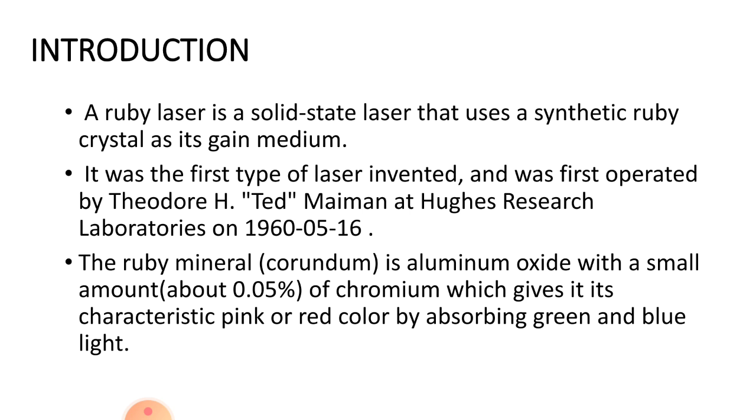Introduction. A ruby laser is a solid state laser because it uses the ruby crystal as its gain medium. It was first invented by Ted Maiman on May 16th, 1960. The ruby mineral is made up of aluminum oxide with a small amount of chromium, about 0.05 percent, and its characteristic color is red or pink, and it absorbs green and blue light.